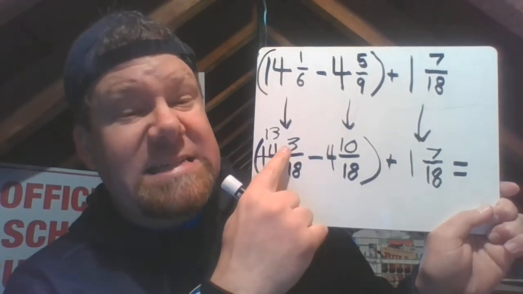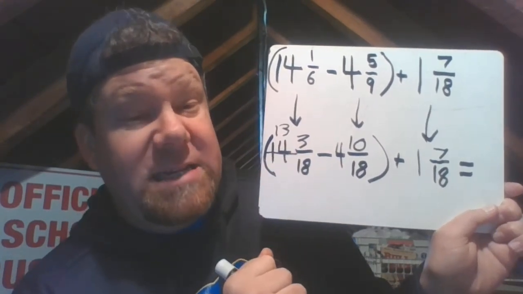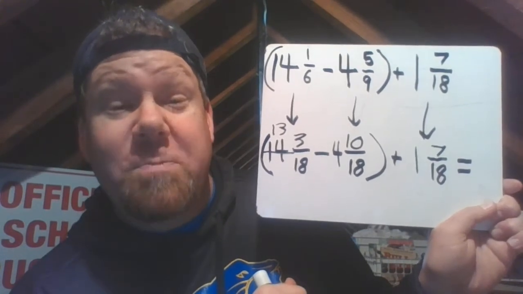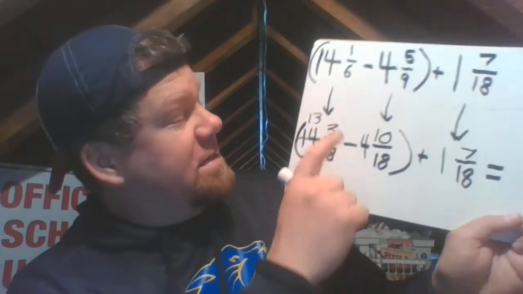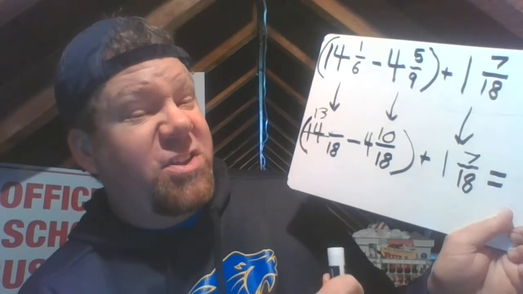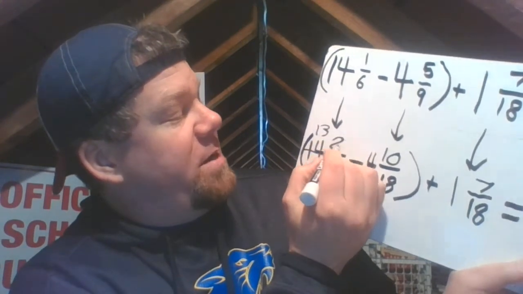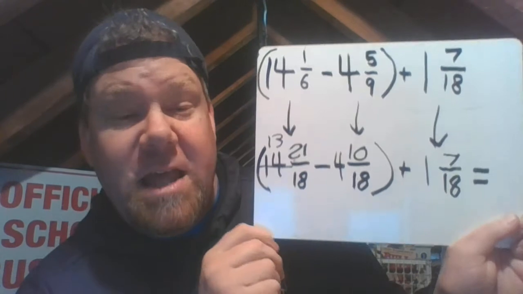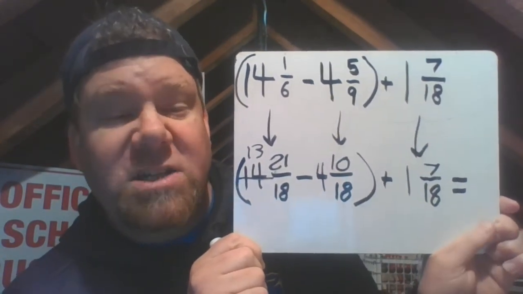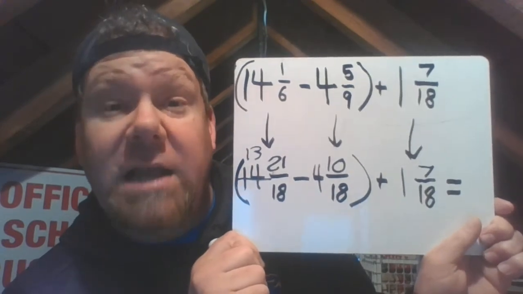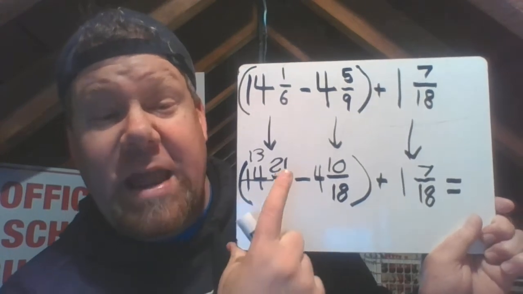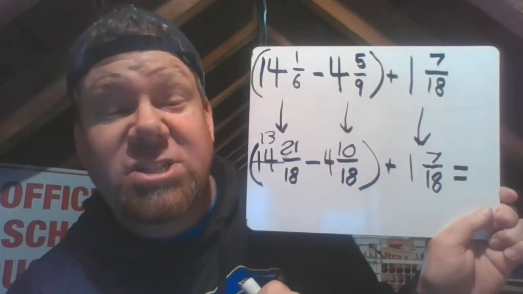So what is 18/18 plus 3/18? We're just adding 18 plus 3 to the numerator. That would be 21, right? So I'm adding 18/18 to the 3/18, and now that becomes 21/18. Now I have 13 and 21/18 minus 4 and 10/18. Can I solve this problem now? Yes, we have a common denominator, and yes, we have a fraction that can subtract.